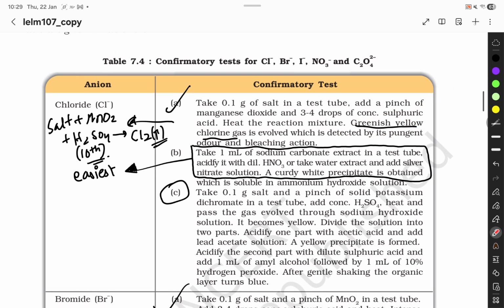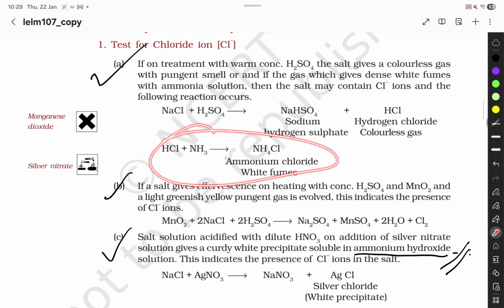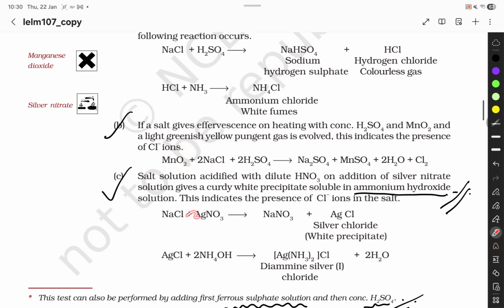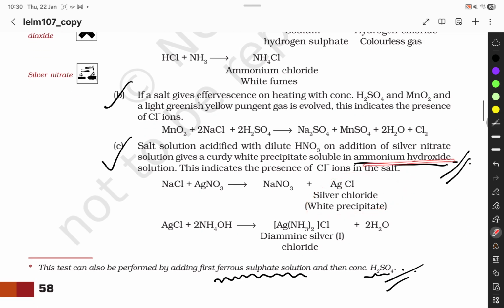Now confirmatory tests. This reaction we should know, white fumes. Then MnO2, if we react it, it'll give Cl2, which is a greenish yellow pungent gas. This we have learned in 10th grade as well: MnO2 plus NaCl gives Cl2. Like that, salt solution acidified with dilute HNO3 on addition of silver nitrate solution gives a curdy white precipitate, that we know. And then it's soluble in excess ammonium hydroxide to give diamminesilver(I) chloride.